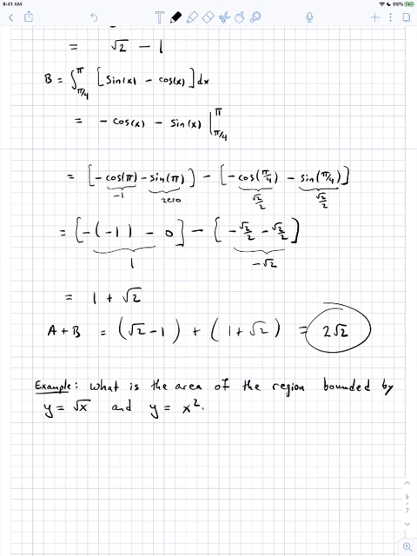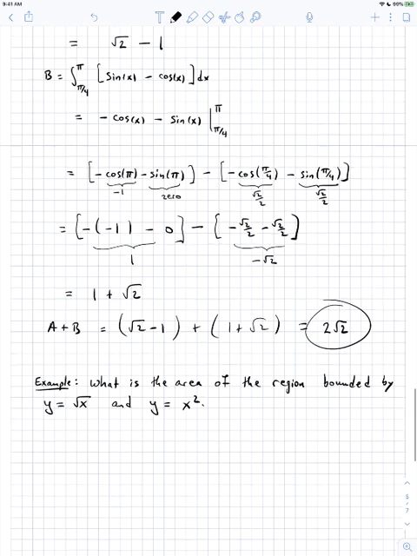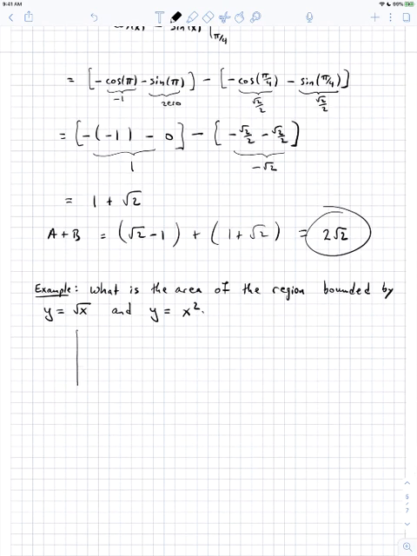Now in this problem, it doesn't tell you what your smallest x value is and what your largest x value is. You have to figure that out. And the way that you figure that out is by looking at the graph. You don't technically need to look at the graph. What you need to know is where the two graphs intersect.